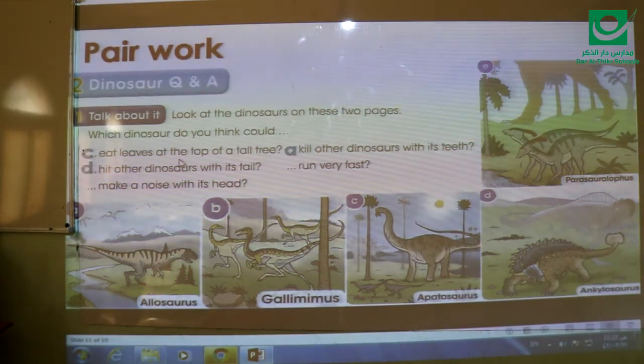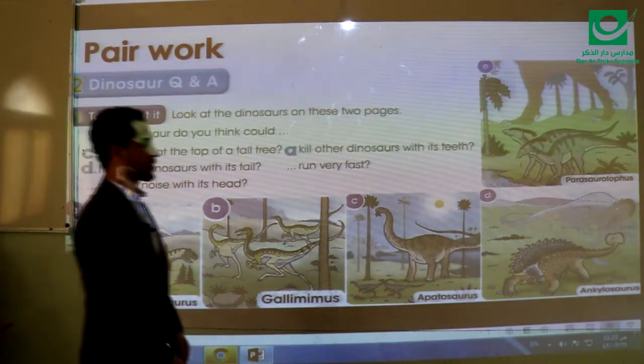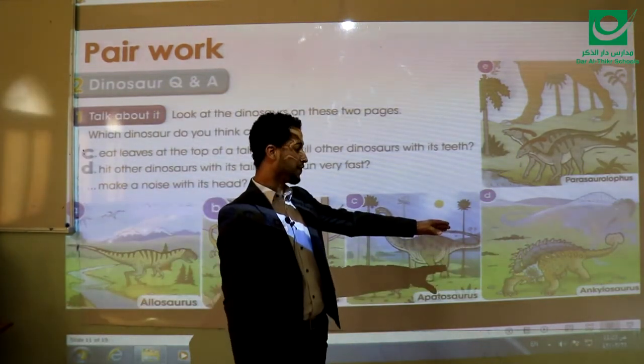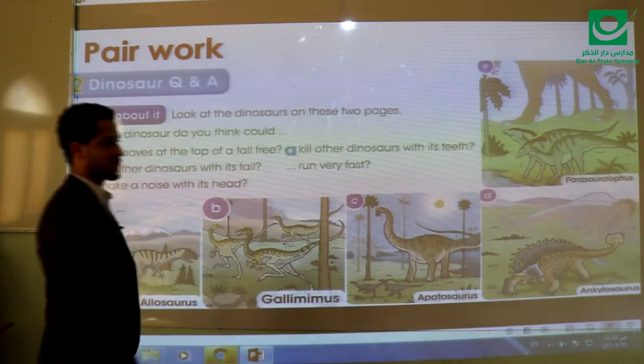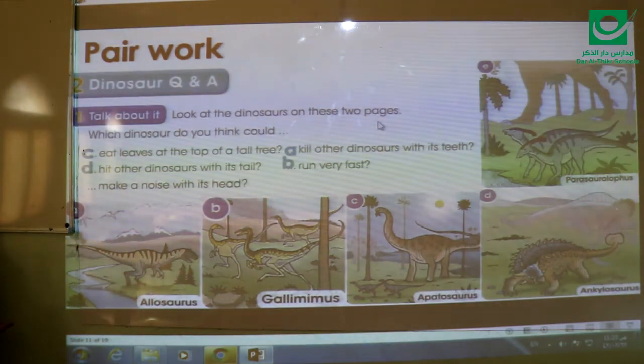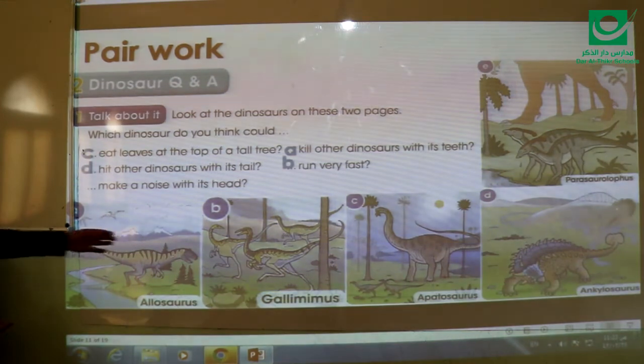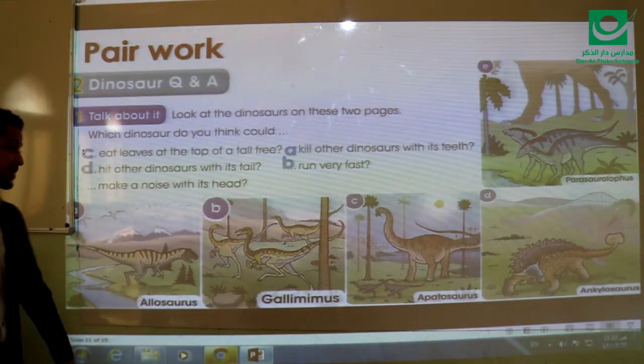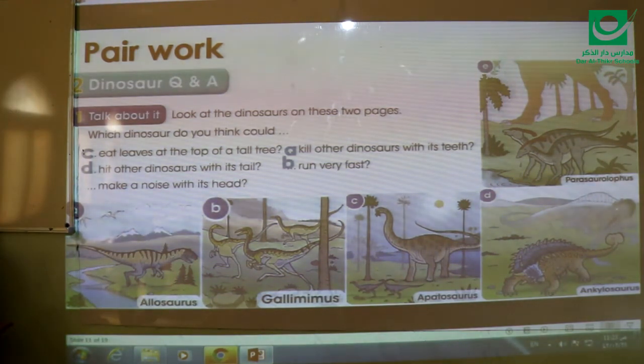Okay, the dinosaur that could hit other dinosaurs with its tail is letter D. Look at the tail, mashallah, very strong. Okay, so it could hit other dinosaurs with its tail. Let's see the next one. The dinosaur that could run very fast is letter B, Gallimimus. You can see that it's not huge, so it can be light while running. That's why it's very fast.